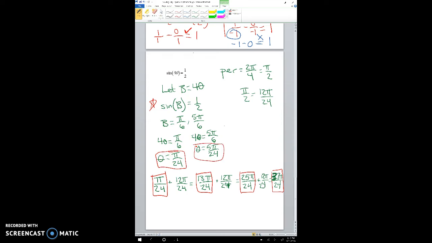Now, you need to figure out what the period of this function is. It's pi over 2. For convenience sake, I made a least common denominator, 12 pi over 24. You have to add the period over and over again until you get to 2 pi to get all the solutions. All right.